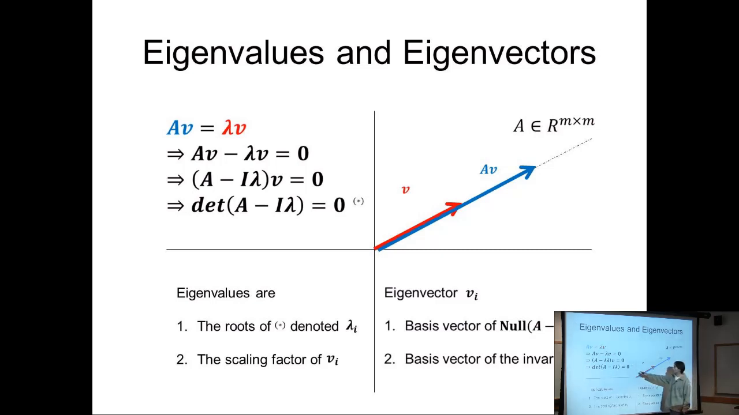Now if you look carefully at this expression here, you have a matrix times a vector that's non-zero equals v. So really you could think of the eigenvector as a basis vector of the null space of this matrix. And that's what we have here. The basis vector of the null space of A minus the identity matrix times the eigenvalue, lambda I, is the eigenvector. You can also think of it as the basis vector of this invariant manifold.